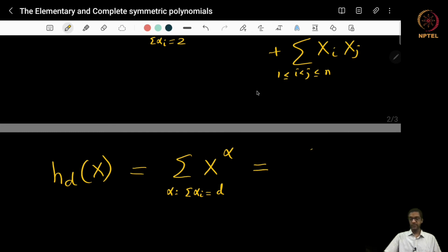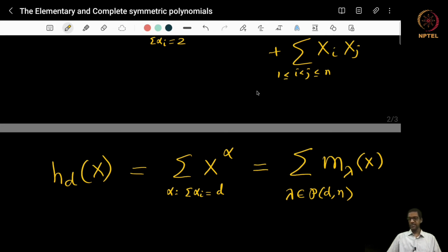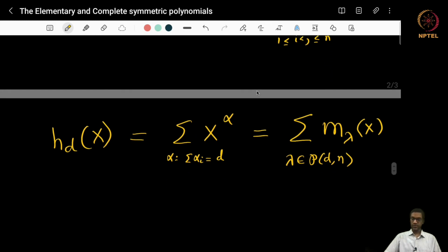If I fix d, hd of x is actually nothing but the sum of all the monomial symmetric functions m lambda of x, where lambda is a weakly decreasing sequence whose sum is d. In other words, it is the sum of all the lambdas which are in PDN. This is just by definition, more or less. So that's my hd of x.